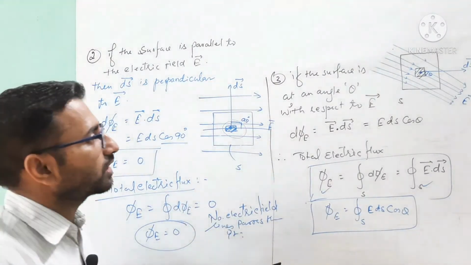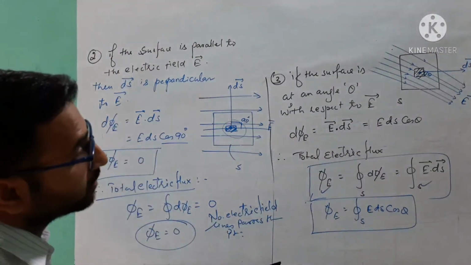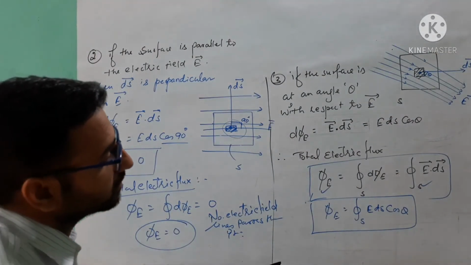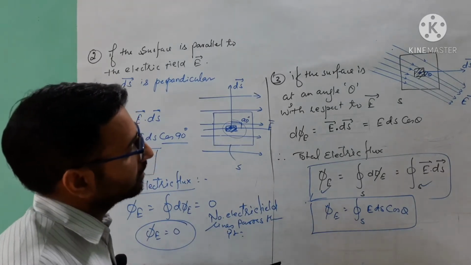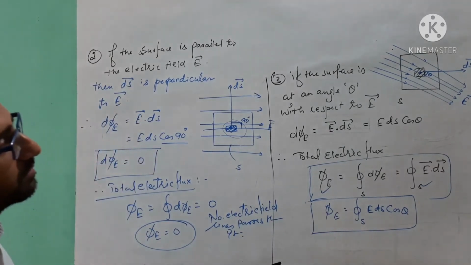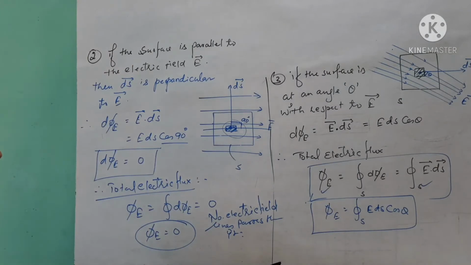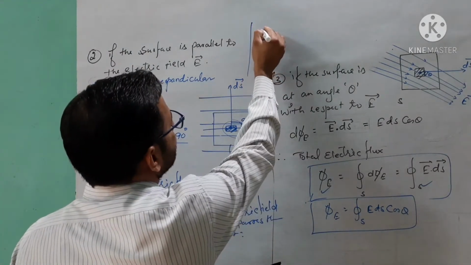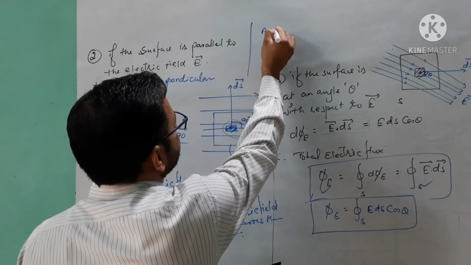Okay, so after that we will think about the electric flux: when it will be maximum and when it will be minimum. You have to think about two things. First, the surface area.